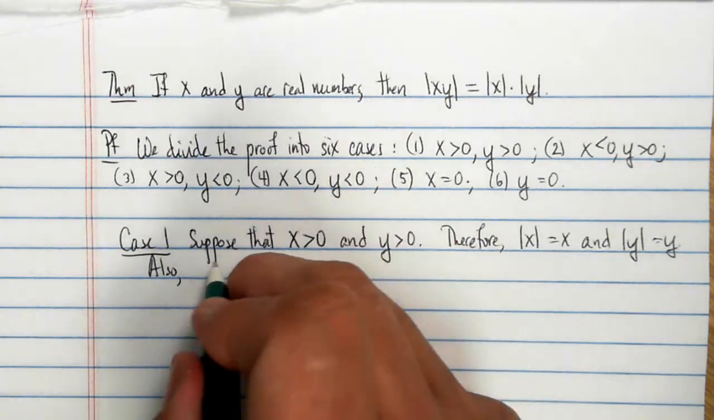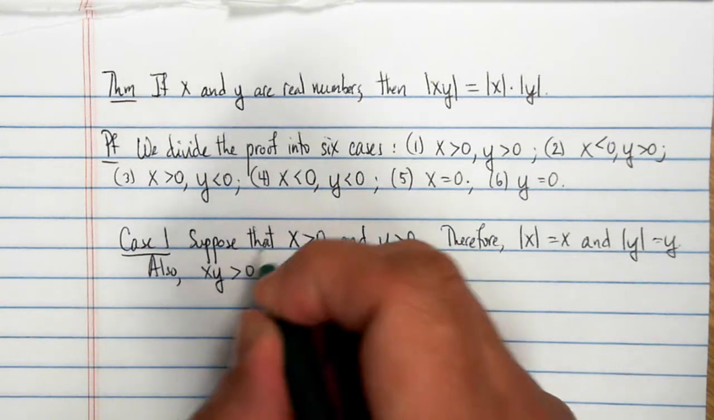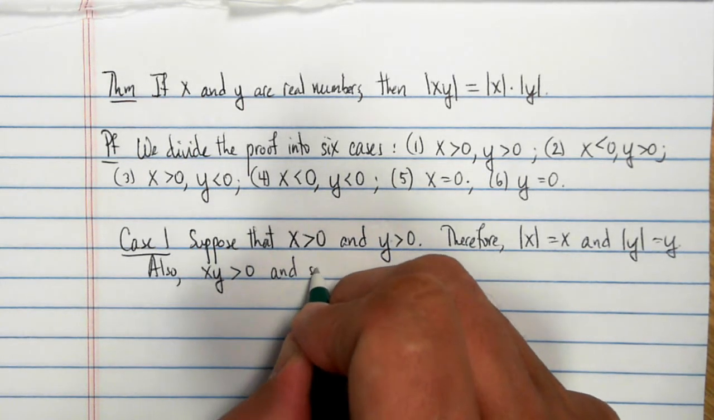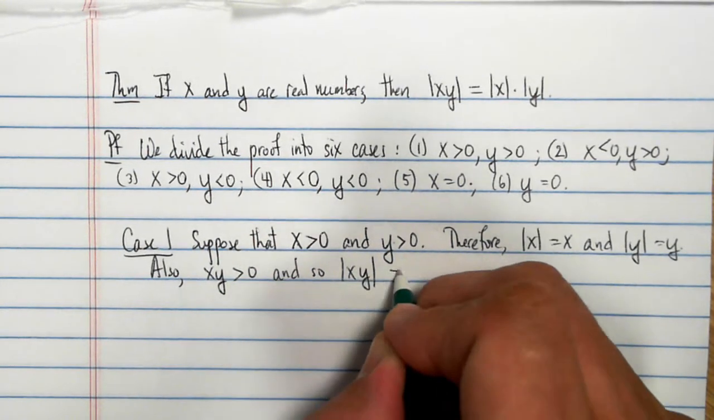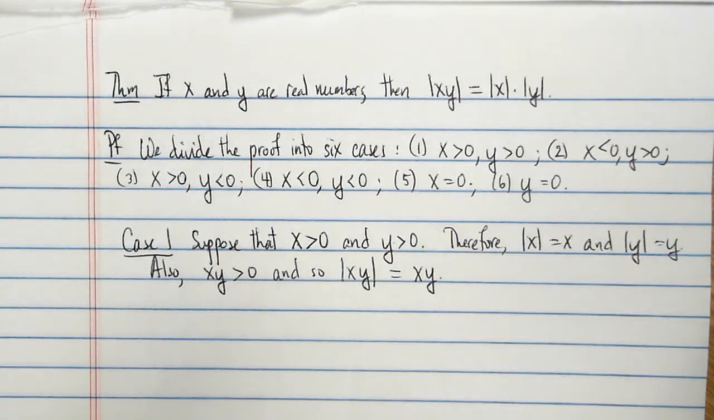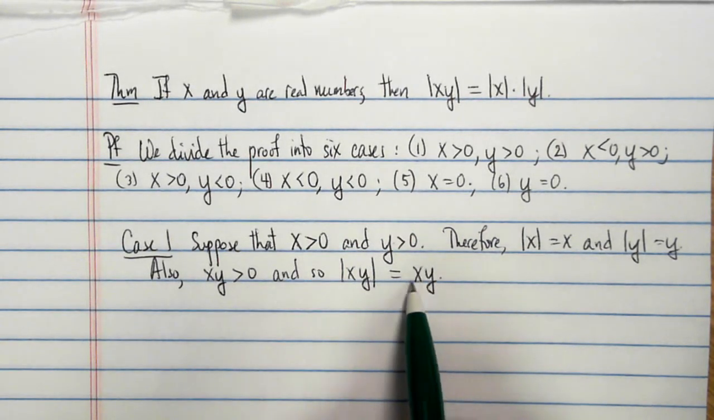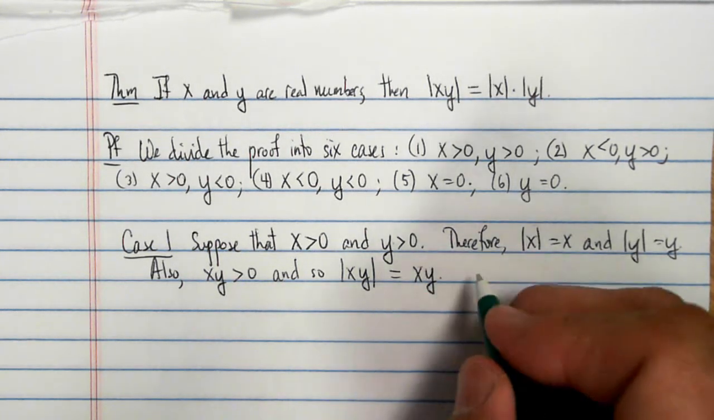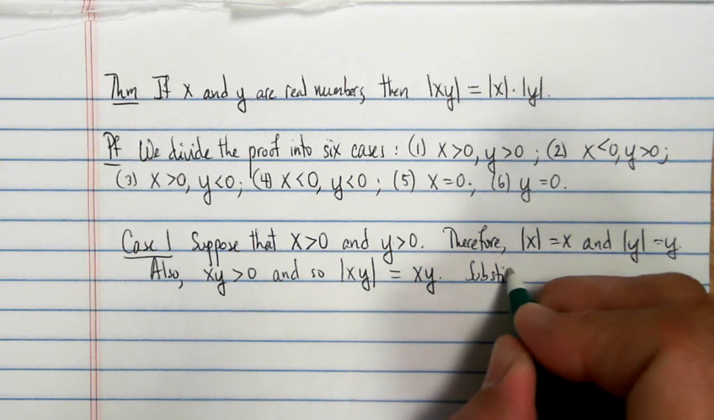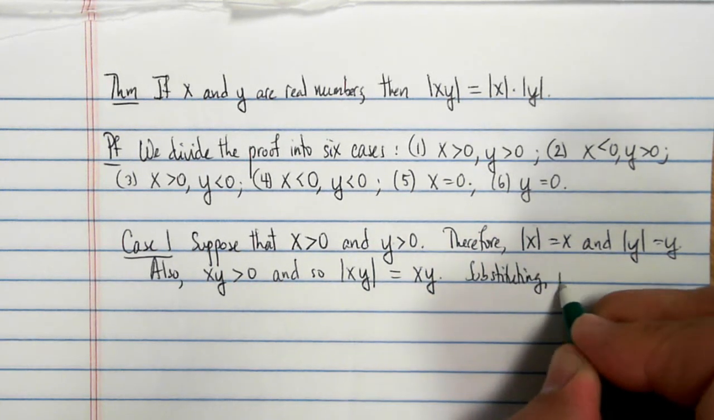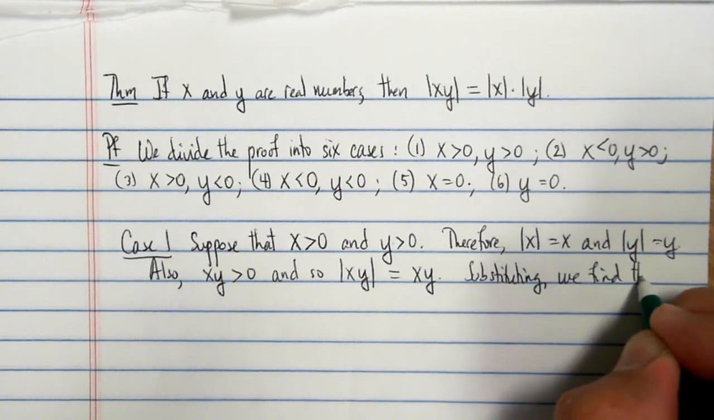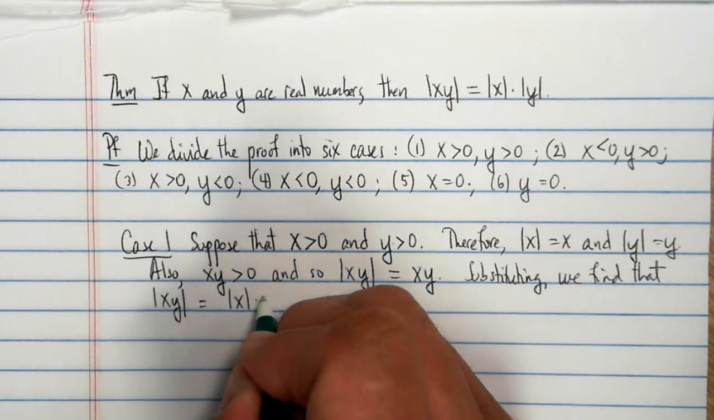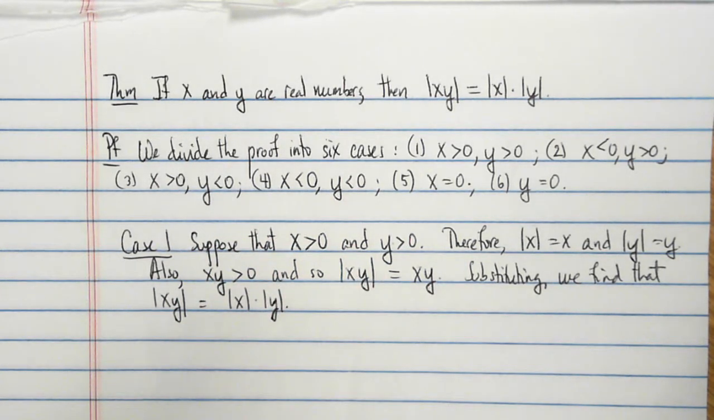Also, x times y is positive. If I have a positive times a positive, that's positive. And so that means that the absolute value of x times y is also itself. So this x is the same as the absolute value of x. This y is the same as the absolute value of y. So substituting, we find that the absolute value of x times y is equal to the absolute value of x times the absolute value of y. So that's case 1.